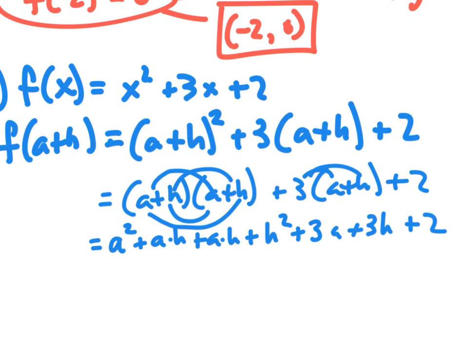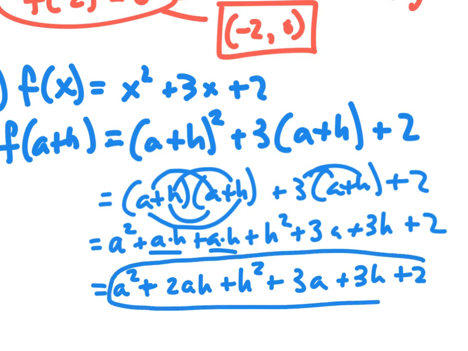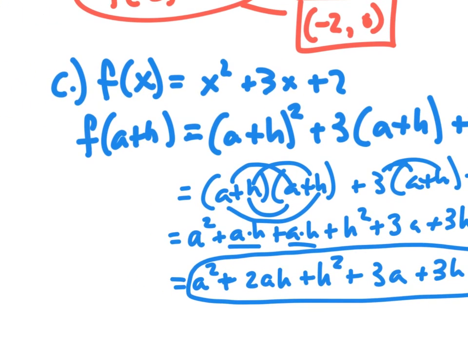All right, so as a result, what we get is a squared. I have 2 of these a times h's, so I'm going to put 2a times h, plus h squared plus 3a plus 3h, and then plus 2. Now, all of these are unique terms, so I can't combine them. This is what I have. This is f of a plus h. So you will be asked to do this.